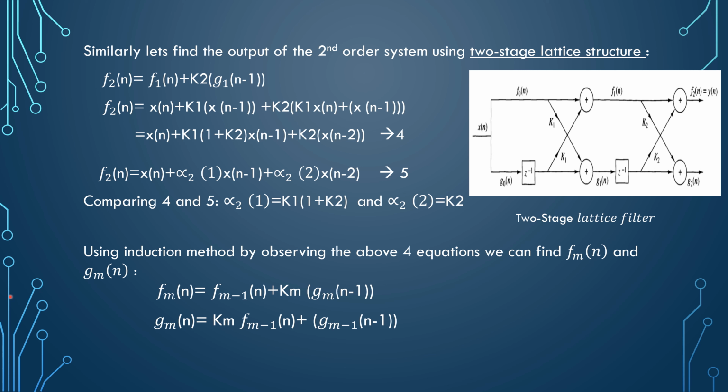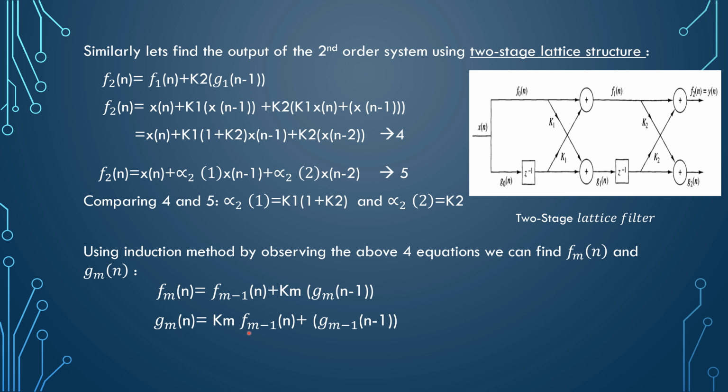By observing the outputs of the first order filter and the second order filter, we can compute the output of the nth order filter using the equation f_m(n) = f_{m-1}(n) + k_m g_{m-1}(n-1), where f_m(n) is the output of the mth order filter, f_{m-1}(n) is the output of the (m-1)th order filter, and k_m is the reflection coefficient of the mth stage of the filter.